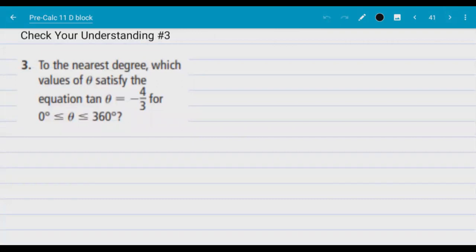Check your understanding. Number 3. To the nearest degree, which values of theta satisfy the equation tangent theta is equal to negative 4/3 for theta between 0 and 360 degrees? Now, let's put it this way. If tangent theta is negative, what does it tell us about where the angle would be?